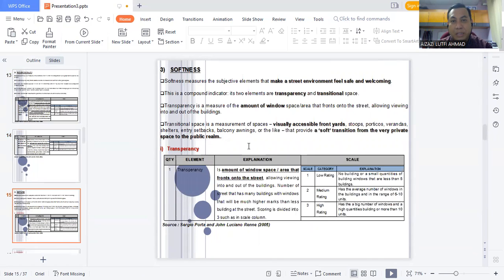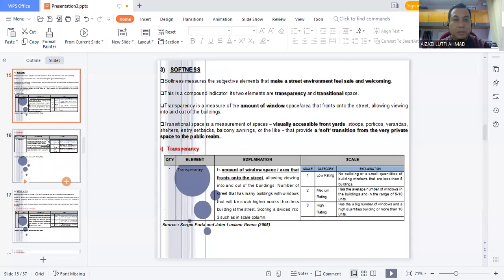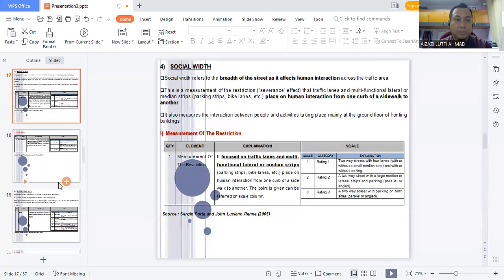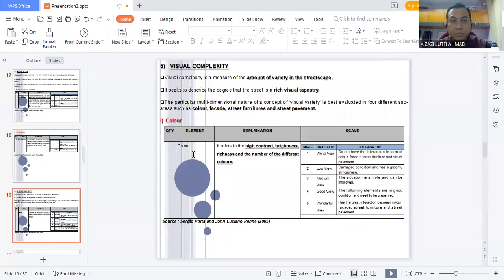The third indicator is softness. Softness is related to elements that make the street environment feel safe and welcoming. The fourth indicator is social wave. Social wave refers to the breeze of the street as it affects human interactions. The fifth indicator is visual complexity. Visual complexity is the measure of the amount of variety in the streetscape.